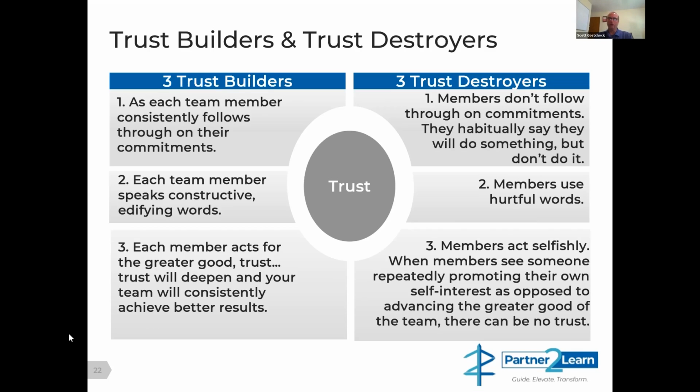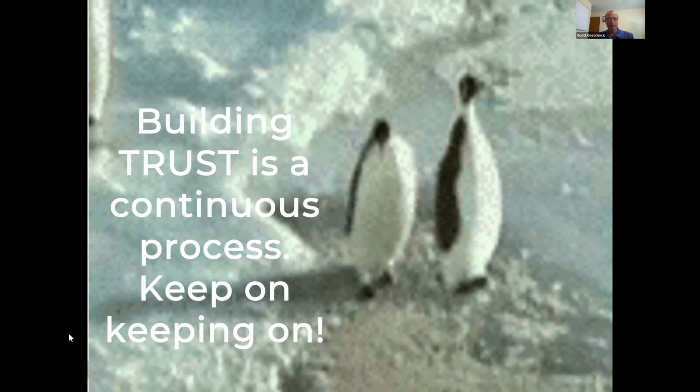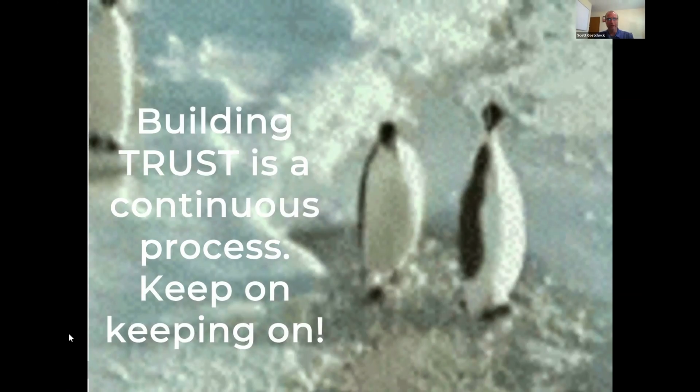Now, if you want to destroy trust on a team, look at the right side. 3 things. Members don't follow through, habitually say something, but they don't do it. They use hurtful words, and they act selfishly. So again, if you want to build that base level of trust, do those 3 things on the left side in the simplest way, and you'll have that strong foundation, or at least be working towards that strong foundation of trust. And building trust is a continuous process. Just keep on keeping on.